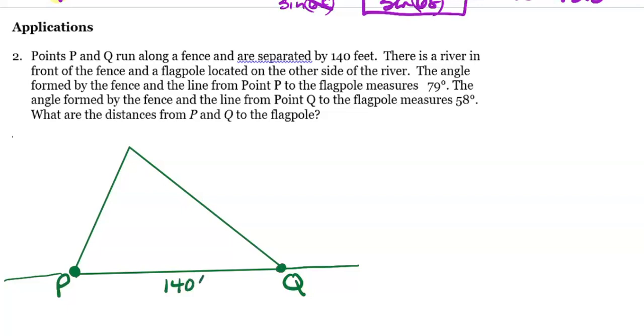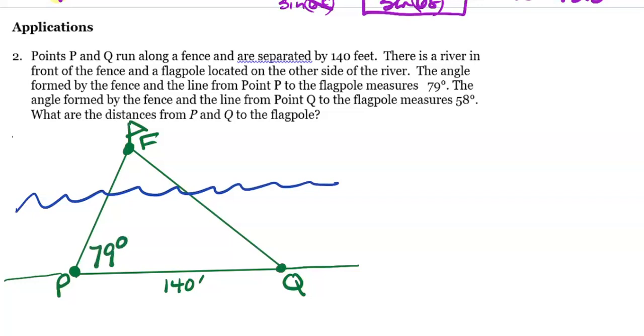Then they tell you you have a river that's passing through this triangle, and on the other side of the river, you have a flag. So I'm going to make that point F. Then they go on to tell you the angle formed by the fence and the line from point P to the flag measures 79 degrees. This is 79 degrees. The angle formed by the fence and the line from point Q to the flagpole measures 58 degrees. What are the distances from P and Q to the flagpole? So they want little q and they want little p. Okay, remember that little p's across from big P and little q's across from big Q.